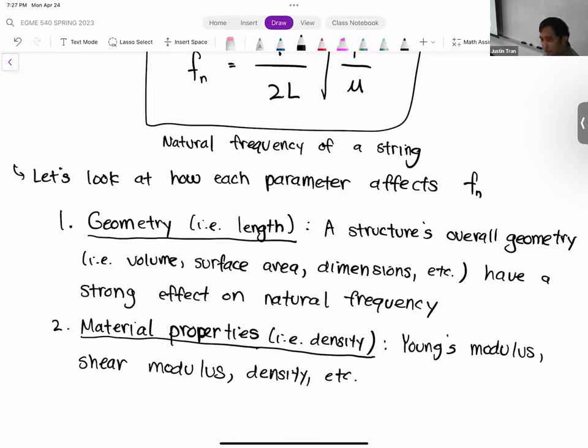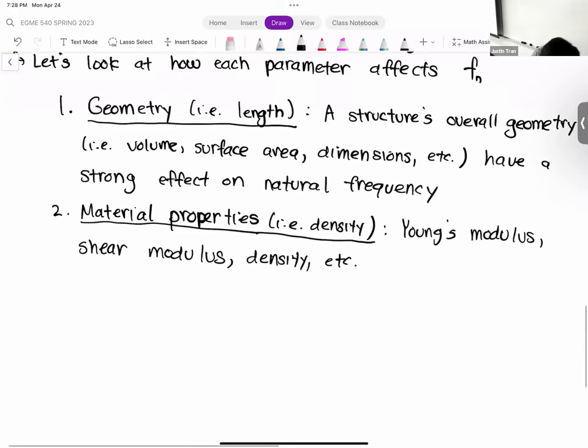So for most simple linear cases, we of course have the Young's modulus, shear modulus, and Poisson's ratio is part of this as well. Basically everything that we've put into a very basic material data sheet, all those have an effect on the natural frequency, although not as strong as geometry. So geometry is still going to be the biggest contributor to the frequency. Okay.